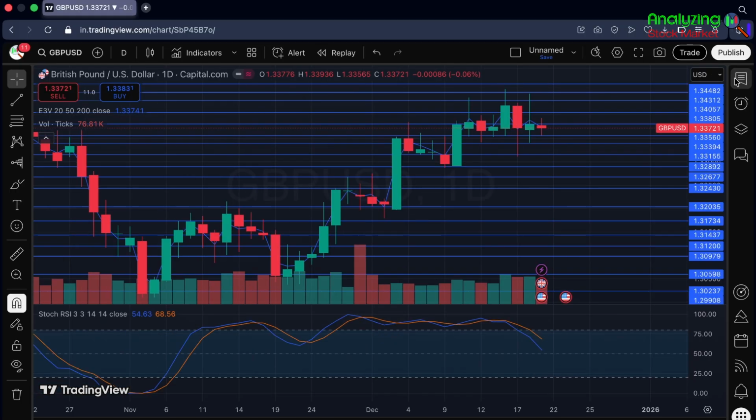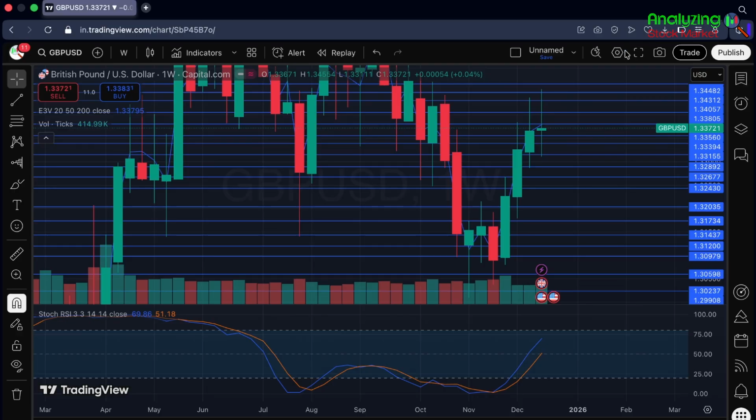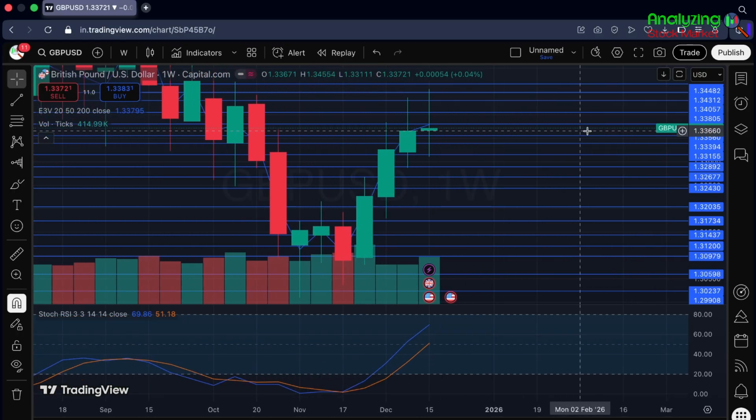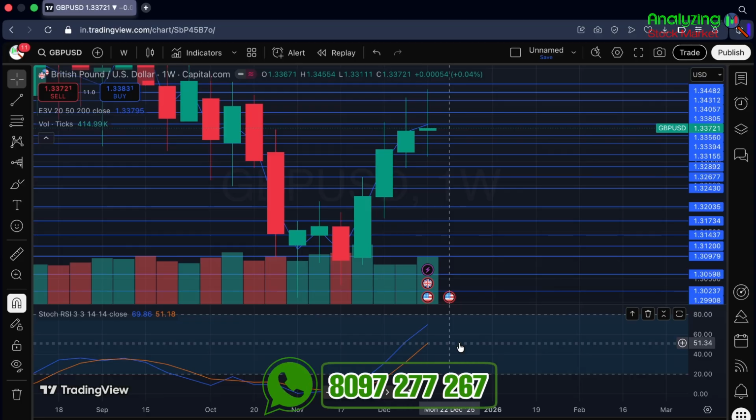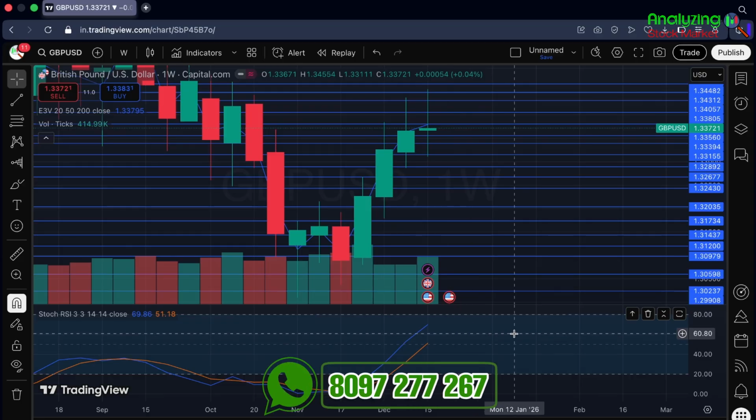So first let's open our weekly chart over here. This is a weekly chart. In this weekly chart we can see a good bullish candle with a small body and a big upper and lower wick, which is a type of doji candle. Currently, the stochastic RSI is around the 51 to 69 level, which also indicates a slight indecisive or sideways momentum for the coming week.